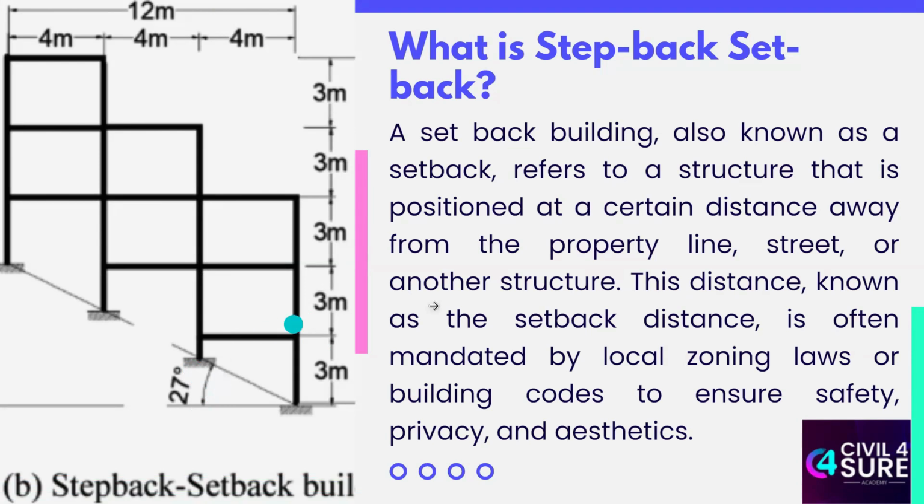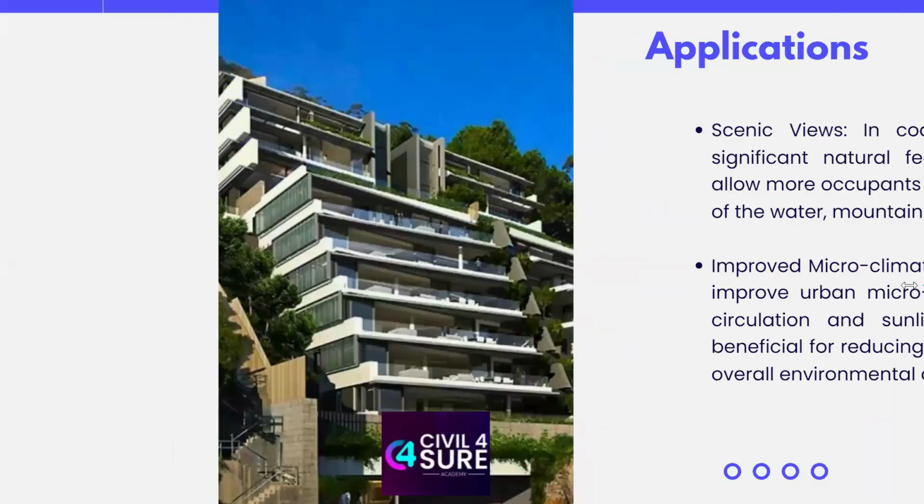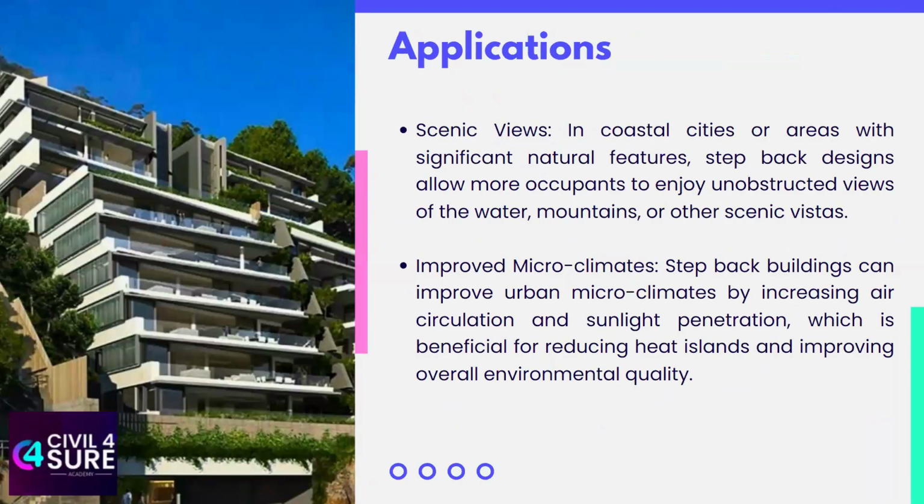Now, the one thing that comes to our mind is what the application is, where we are going to use this kind of building. First, we are going to use these kinds of buildings in coastal cities or areas with significant natural features. This allows more occupants to enjoy an unobstructed view. As you can see in the right-hand image, it's a hotel, a step back building. It gives a broad area for the occupants to see an unobstructed view. Also, it can improve the microclimate by increasing the air circulation, because we have an expanded area. Sunlight penetration is also there. So these are a win-win situation.